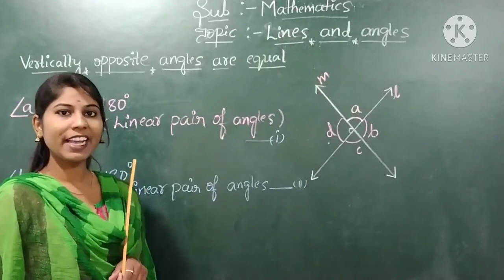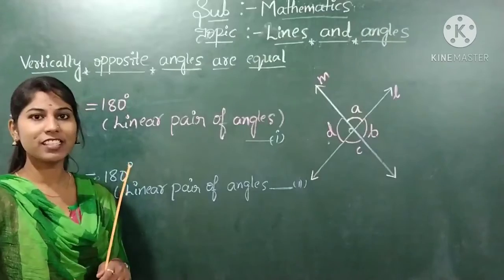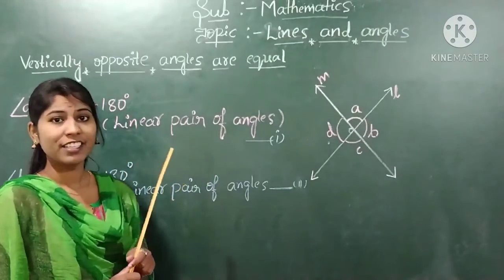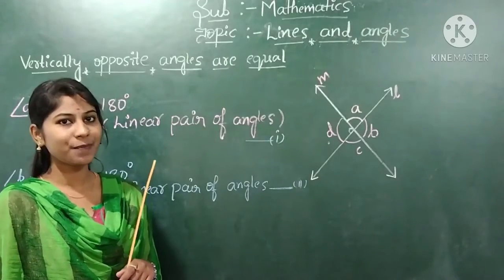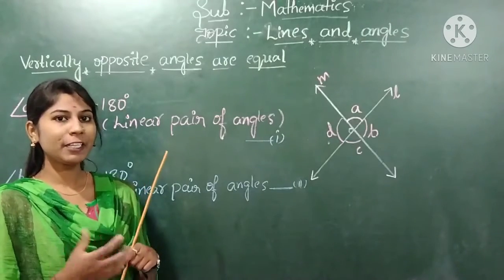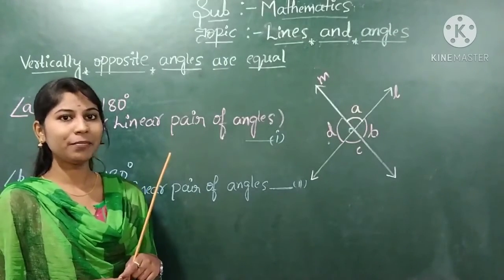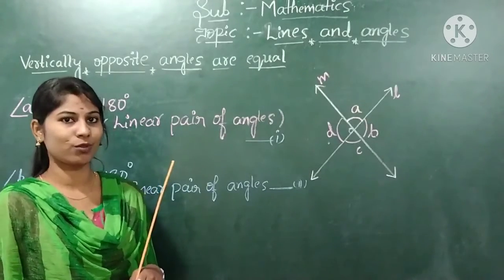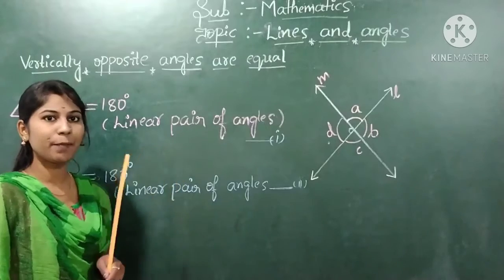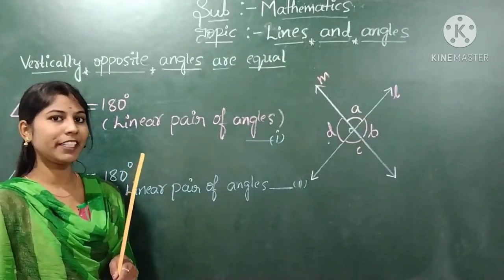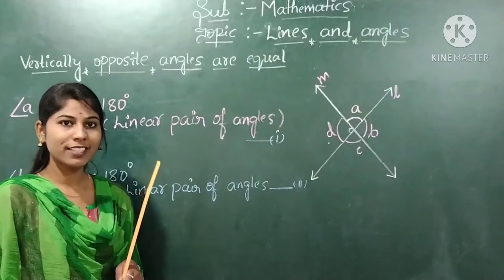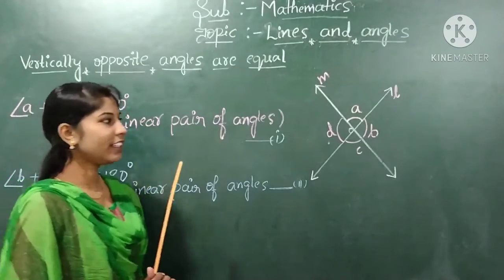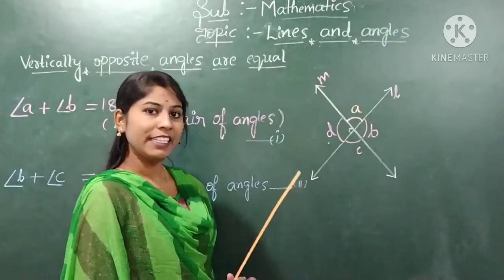What are the geometrical ideas? In a previous class, you have learned about the linear pair of angles. The linear pair of angles are nothing but the same as supplementary angles also. We can call the linear pair of angles supplementary angles because the sum is 180 degrees. So those linear pair angles sum to 180 degrees.